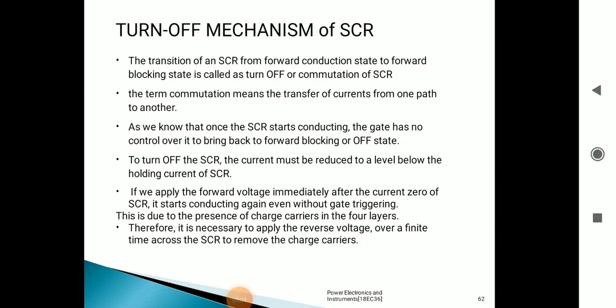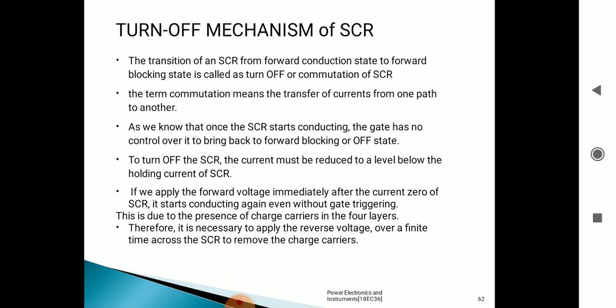The last topic which we studied is the triggering methods, that is the different turning on methods of SCR. Now we study the turn off mechanism of SCR, like how we can turn off the SCR. The transition of SCR from the forward conduction state to a forward blocking state is called a turn off or a commutation of SCR. Another word for the turn off mechanism of SCR is commutation of SCR.